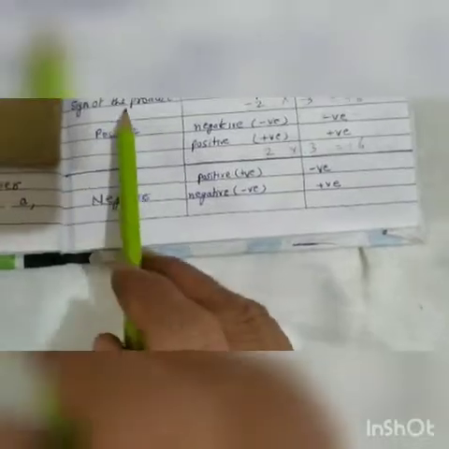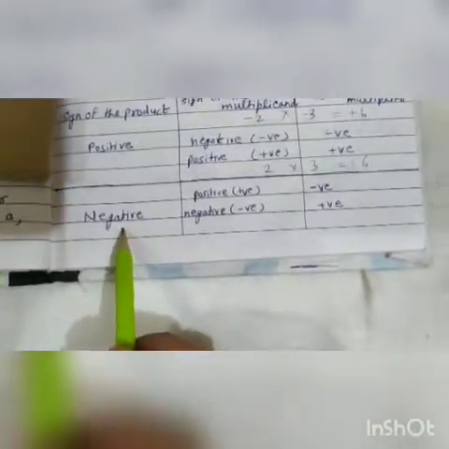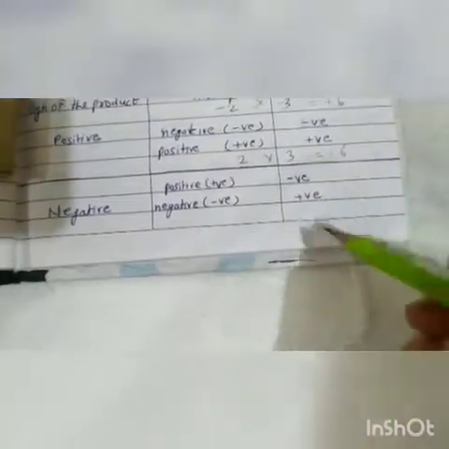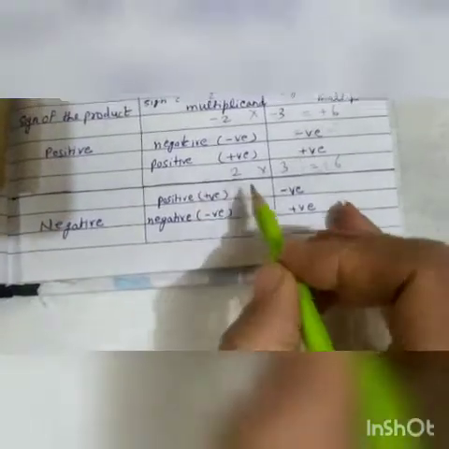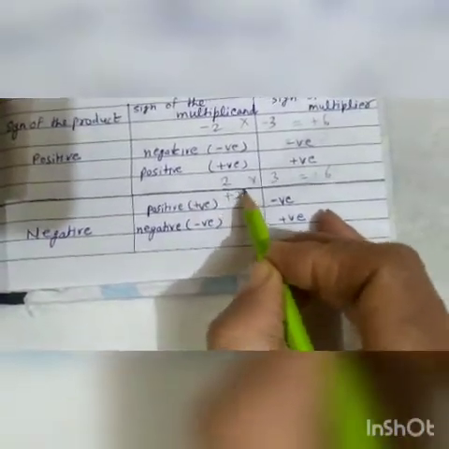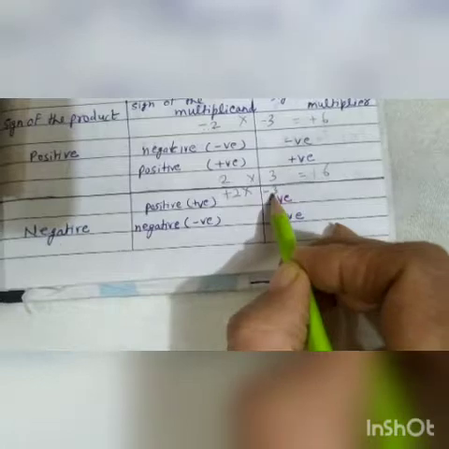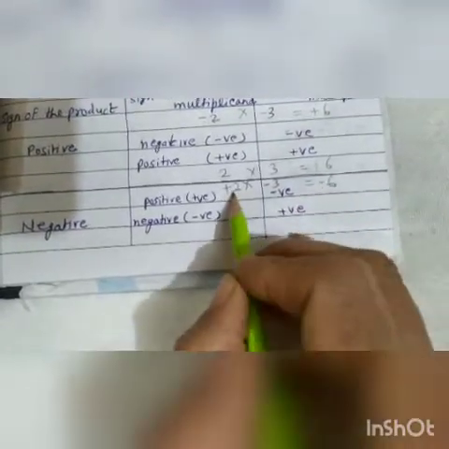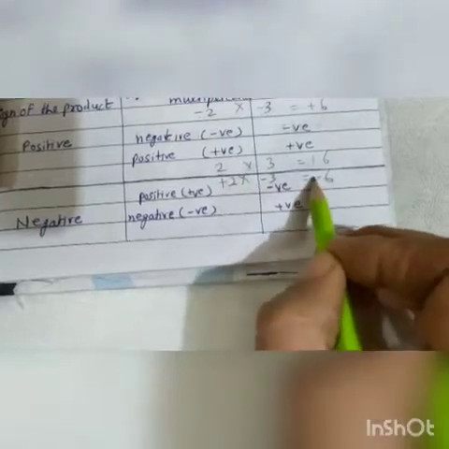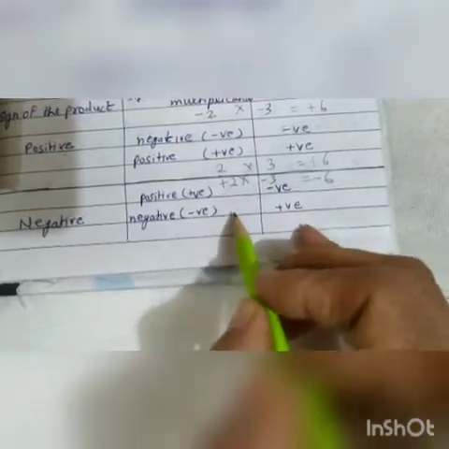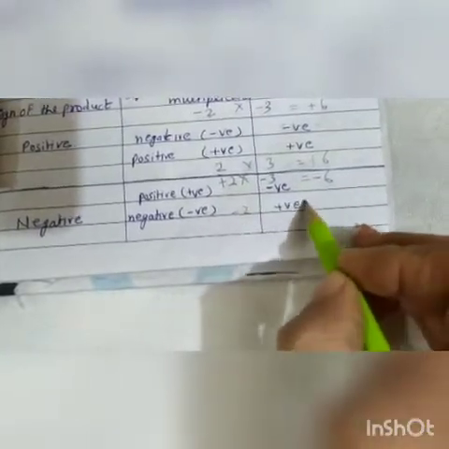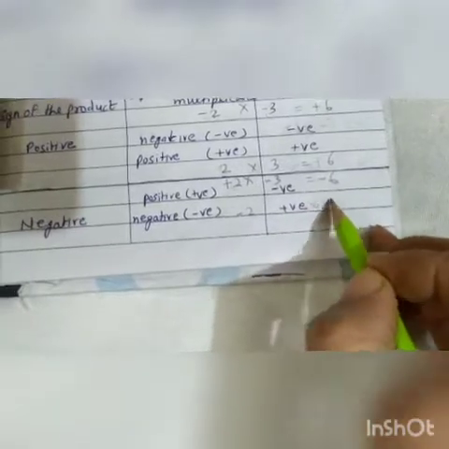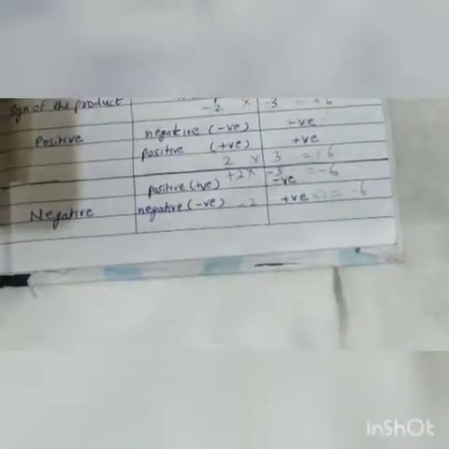In the second case, if the sign of the product is negative, when we multiply a plus number with a minus number, then we get a minus sign in the product. When we multiply plus 2 by minus 3, 2 threes are 6, it is minus 6. And if we multiply minus 2 by plus 3, then also the answer will be minus 6.